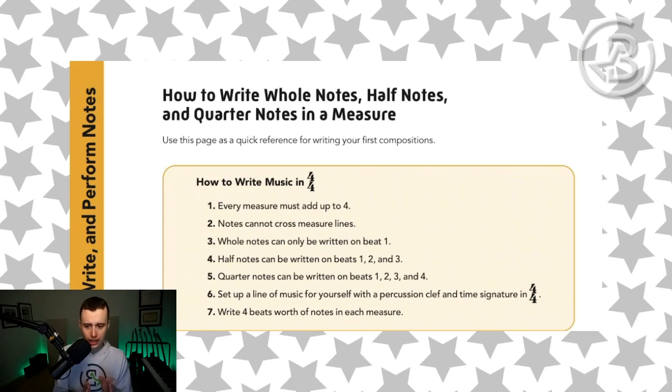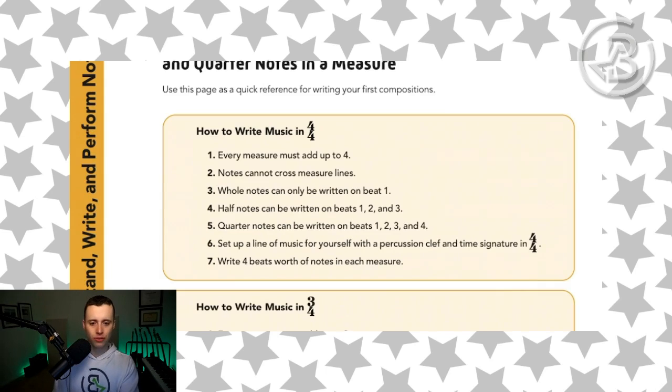You can just come straight to page 24, and that's going to have all the rules you need. So, how to write music in 4/4. Number 1, every measure must add up to 4. Notes cannot cross the measure lines, which means you cannot write a half note on beat 4, on count 4, and then have it extend into the next measure. Each measure must have only 4 beats or 4 counts, and if you follow rule 1, rule 2 doesn't even matter.